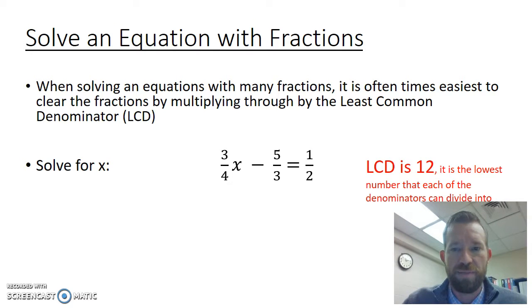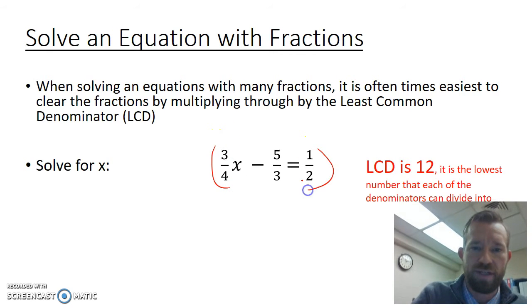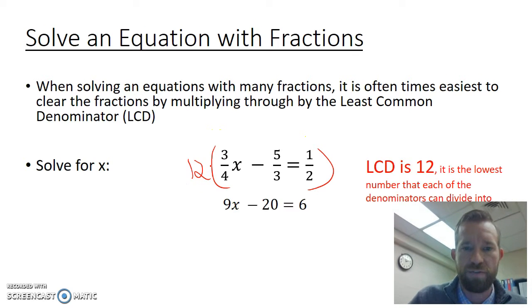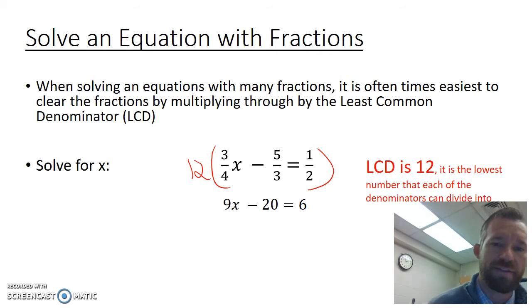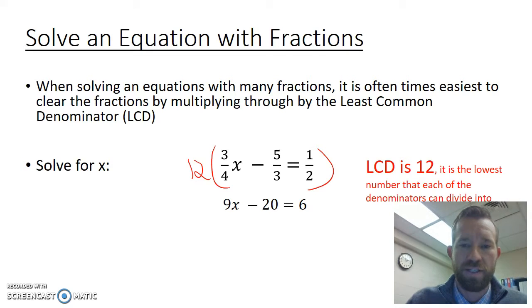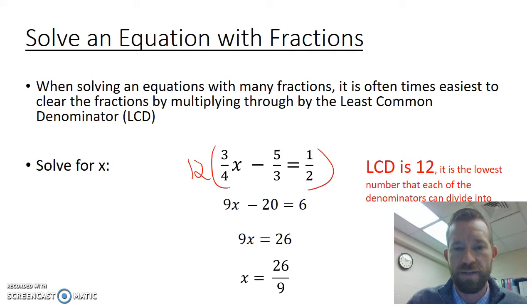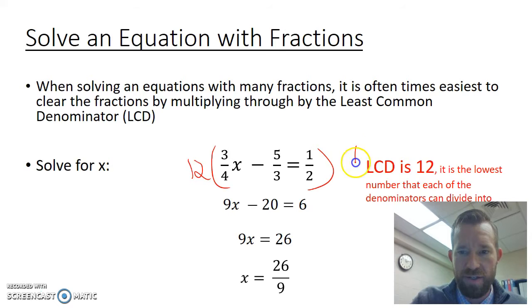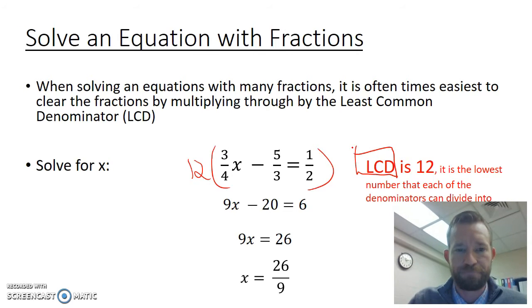Well, here it's 12 because each of the numbers 4, 3, and 2, each of those denominators divide evenly into 12. If you take this whole equation and multiply it through by 12, what you'll get is an equation without fractions anymore. Since fractions are the F word in math, we don't want to deal with those, and so we continue on. We'll do the normal way, add 20, divide by 9, we get our result. The key here is using the LCD.